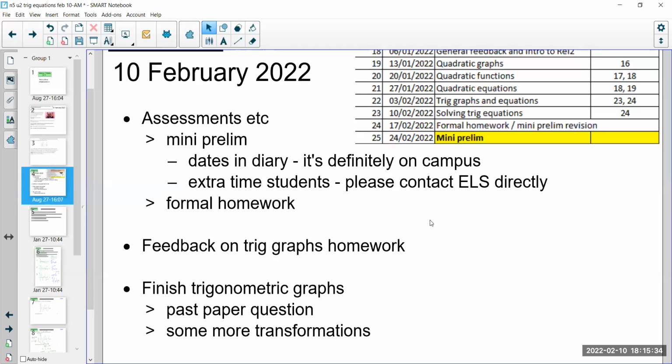The mini prelim or exam is taking place, like I just mentioned, at Langside in May. Basically we'll be there at 17:30, so 5:30, so that we can start at 5:45. Next week, the revision session is going to be online. We looked at the formal homework, which should have a bit of everything, and we're just going to do the revision online.